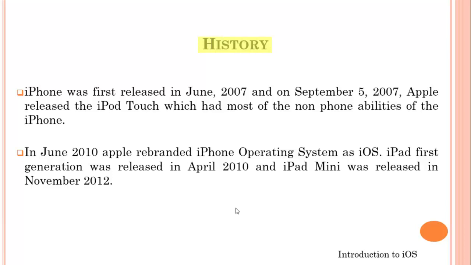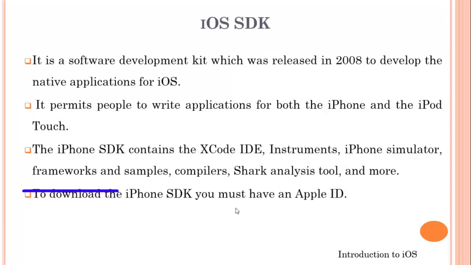Now let's discuss the history of iOS. It was first developed in June 2007. Apple released the iPod Touch, which had most of the non-phone abilities of the iPhone. In June 2010, Apple rebranded iPhone OS as iOS. The first generation iPad was released in April 2010 and the iPad mini was released in November 2012.